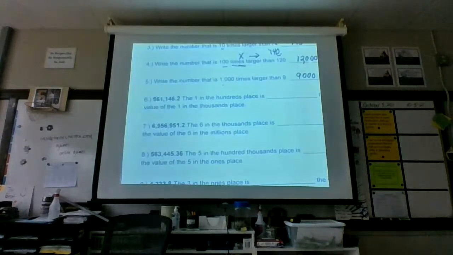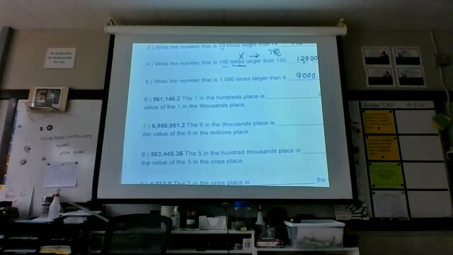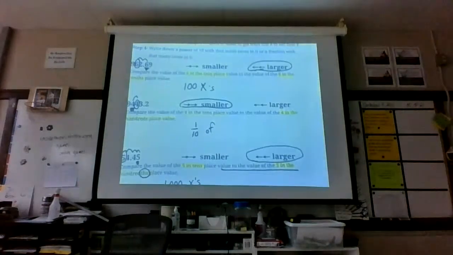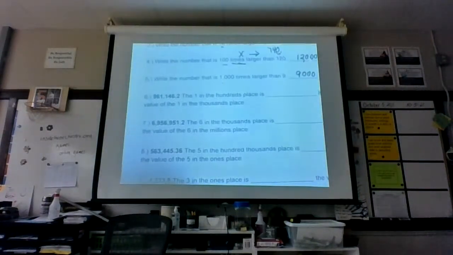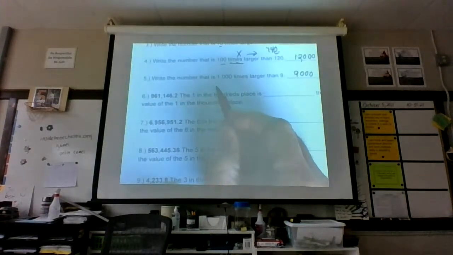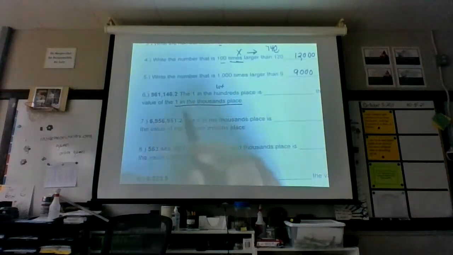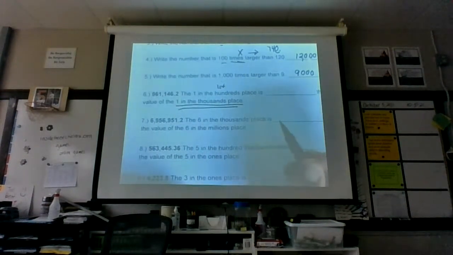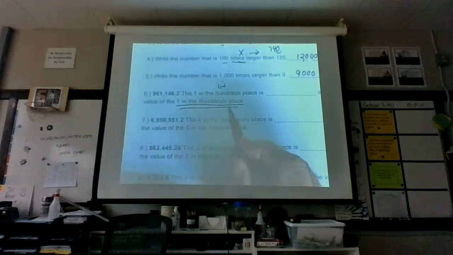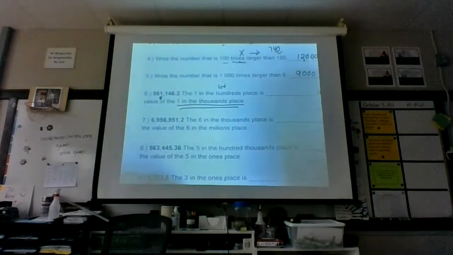Okay, so are you following the steps? Which number gets asked about last? So the one in the hundreds place gets asked about first, and the one in the thousands place gets asked about last. So I'm going to find the one in the thousands place. Ones, tens, hundreds. We're going to start here because that's the one that gets mentioned last.